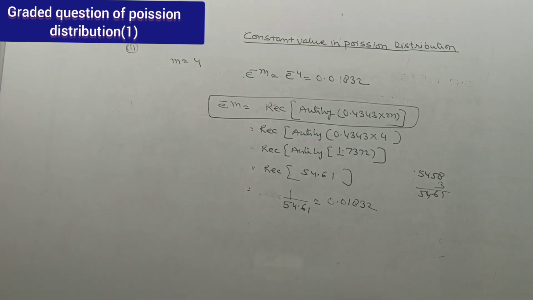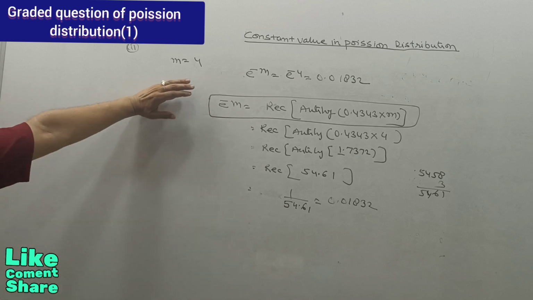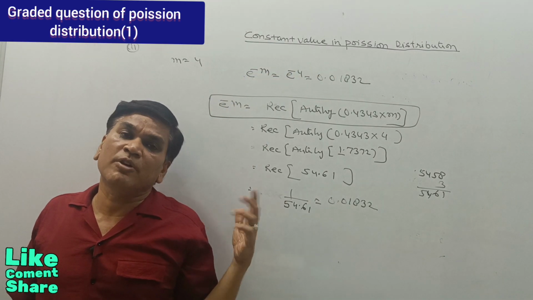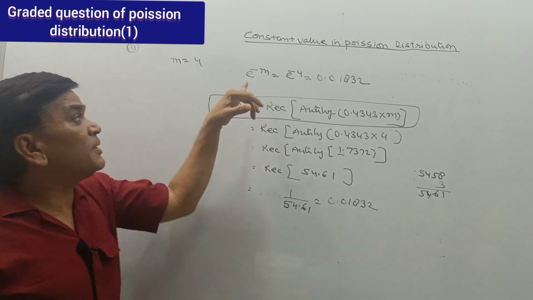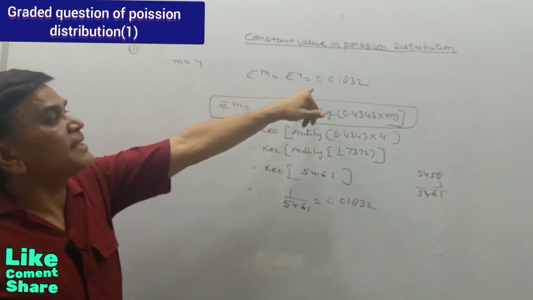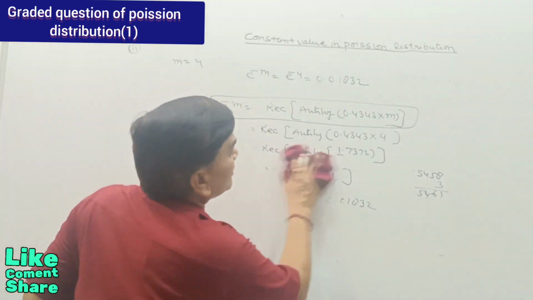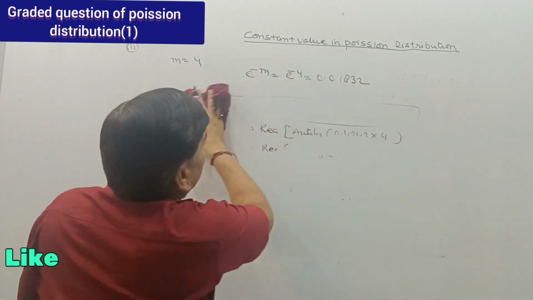The e raised to power minus m table will also be available, and the antilog table will also be available. So I think it is better to have the direct value of e raised to power minus m. Now let's come to the next thing.